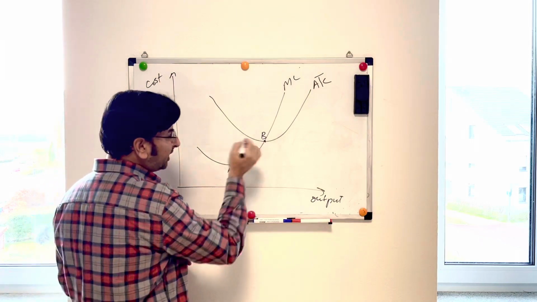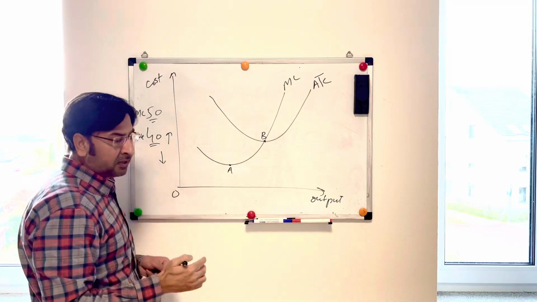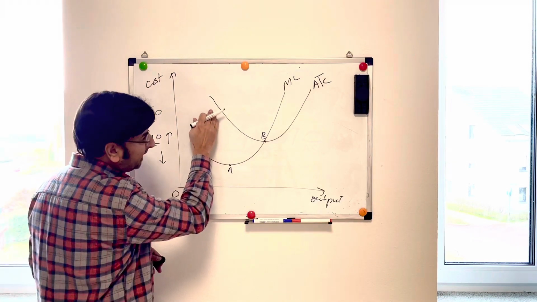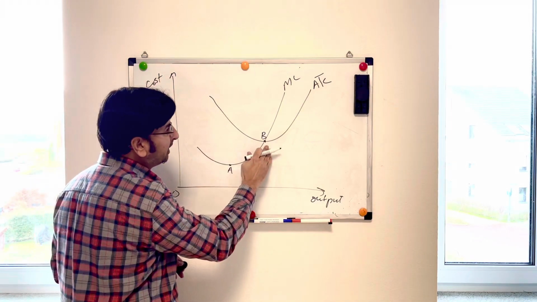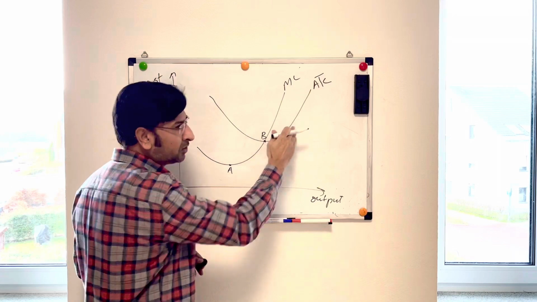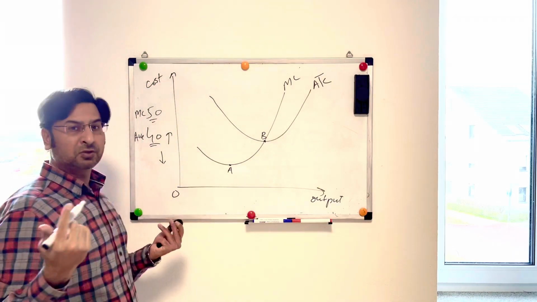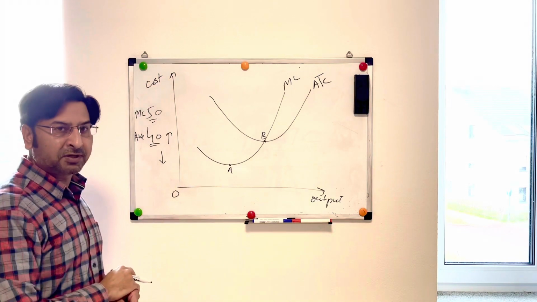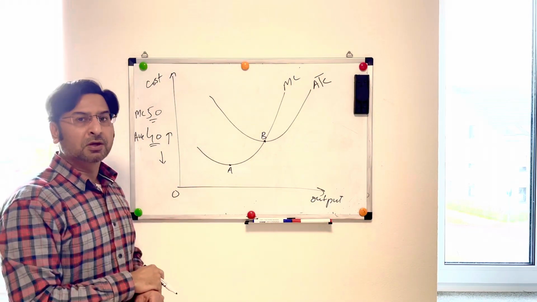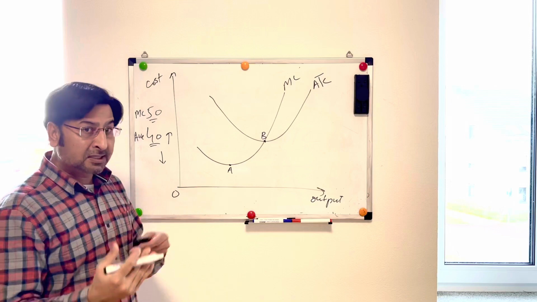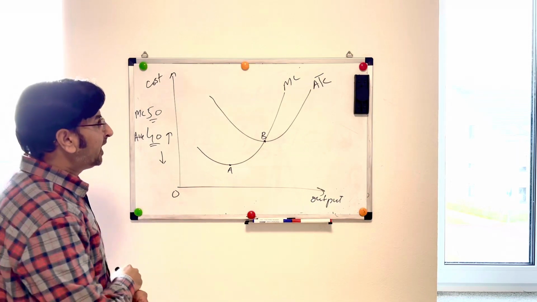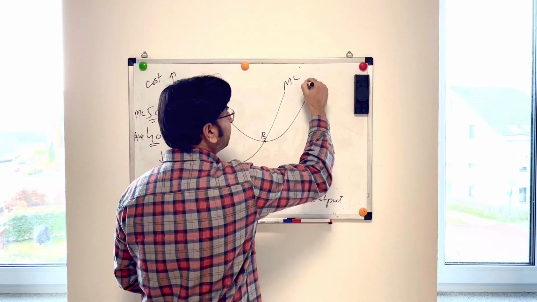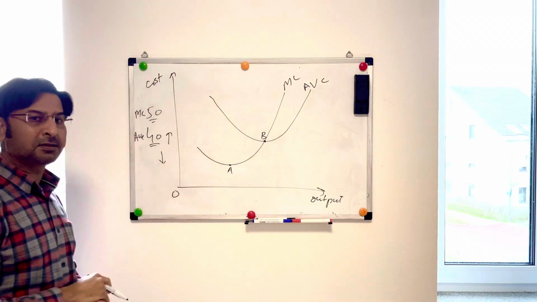So why does it cut at the minimum? Simple reason: as marginal is below average, it will make the average fall. After point B, marginal is bigger than average, so it will make the average rise. So they can only meet at one point, which is point B, where average cost is equal to marginal cost. And exactly the same relationship happens if I take average variable cost instead of average total cost.